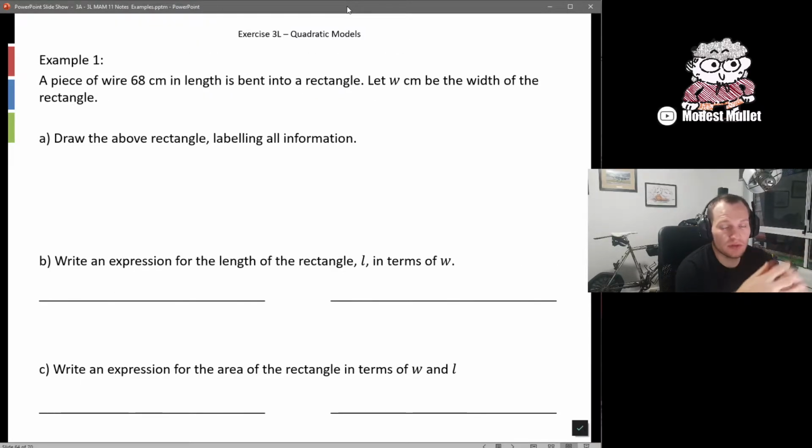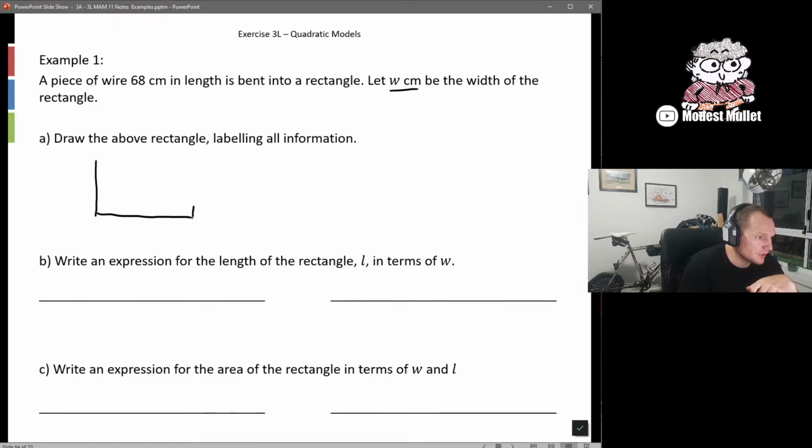So we're just going to roll through an example where we're not given a quadratic, but where a quadratic eventually appears, and then how we can interpret and use that quadratic. A piece of wire 68 centimeters in length is bent into a rectangle. Let W be the width of the rectangle. Draw the above rectangle and label all information. So we're given a variable, so we can use that. We don't need to define anything else at the moment.